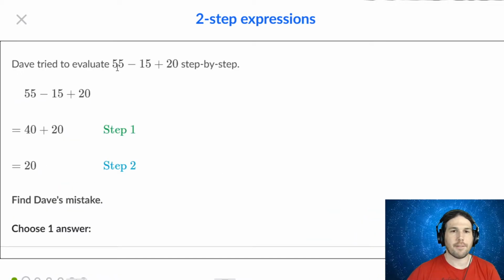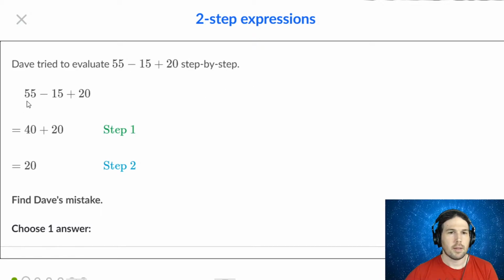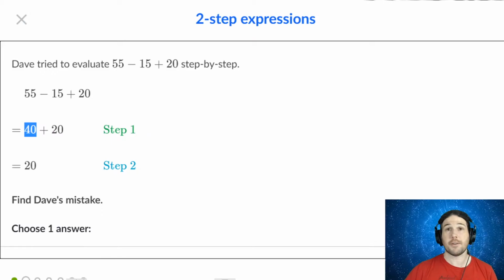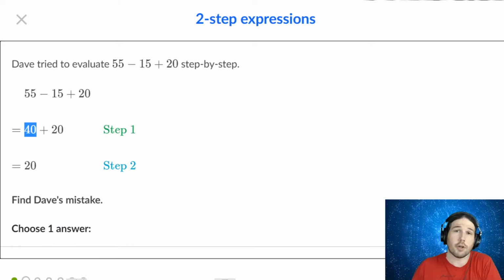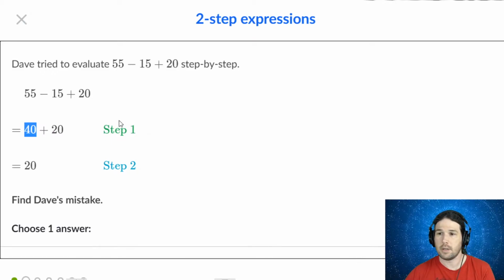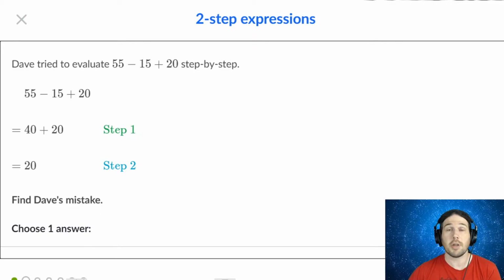Dave tried to evaluate 55 minus 15 plus 20, step by step. Dave started with 55 minus 15 plus 20. It looks like Dave did 55 minus 15 equals 40, which is correct so far. Good job, Dave. And then, though, 40 plus 20 definitely isn't 20. And again, addition mistakes happen all the time. Like, all the time.